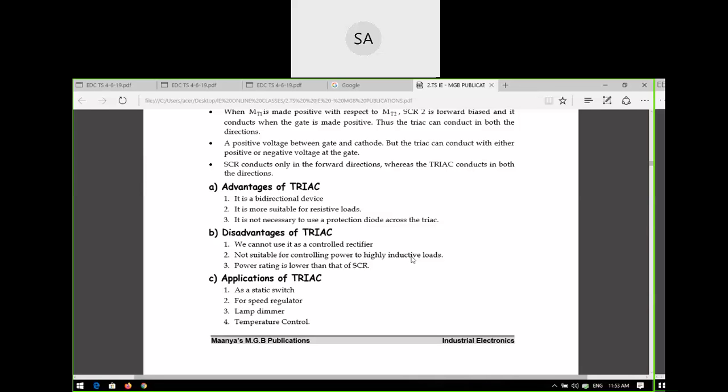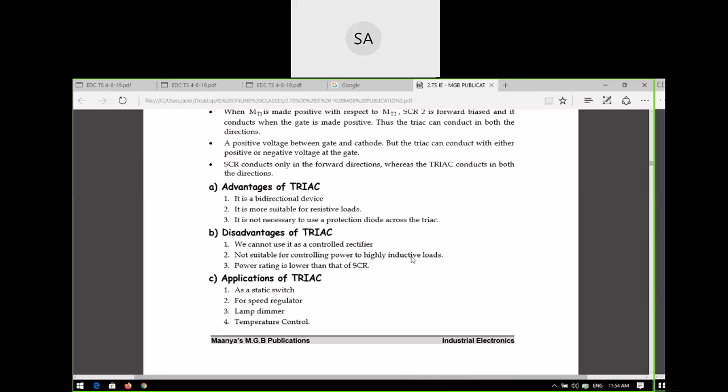That is the second disadvantage. And another disadvantage of the TRIAC is it cannot be used as a rectifier, because the SCR can be used as a rectifier: in the forward direction it conducts, in the reverse direction it will not conduct. But in the TRIAC, both directions it will conduct, so you can't use it as a rectifier. That means you can't convert AC to pulsating DC. The TRIAC is mainly used in AC circuits only. DC circuits it can't be used. So this is also one of the major disadvantages.